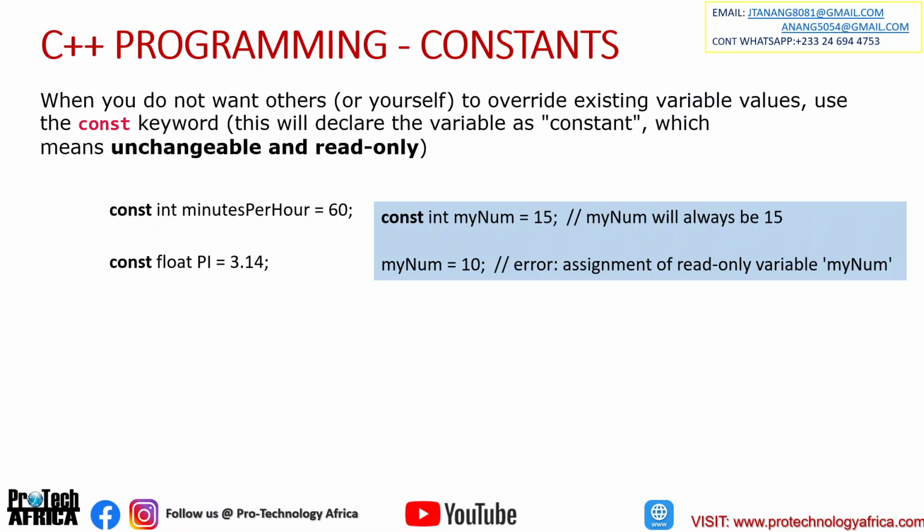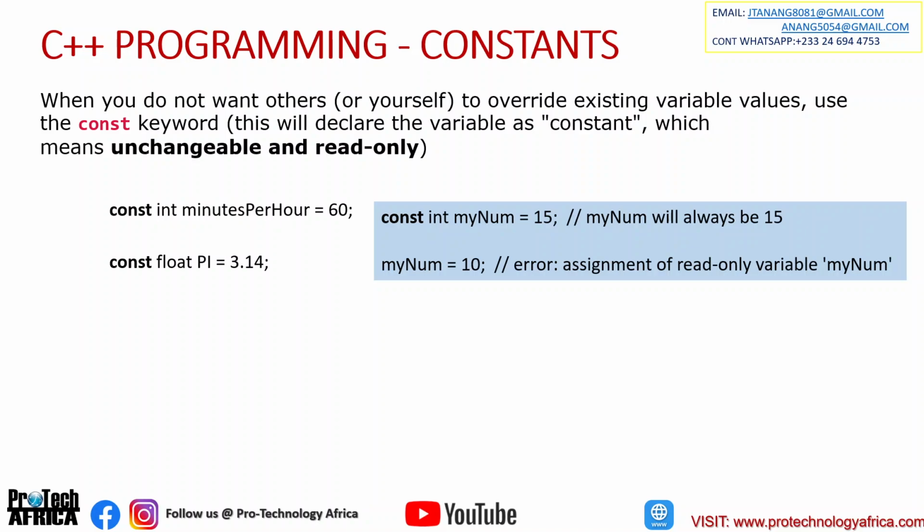Let's say const int minutes per second, and then we have 60. You know that minutes per second is always 60. So why do we have to change the value 60? We always have to make it constant. And the keyword that would help us to make that value unchangeable is the word const. So you put in the const keyword before you come with the data type and then the variable name, and then you put in your assignment operator, and then the value should also be there.